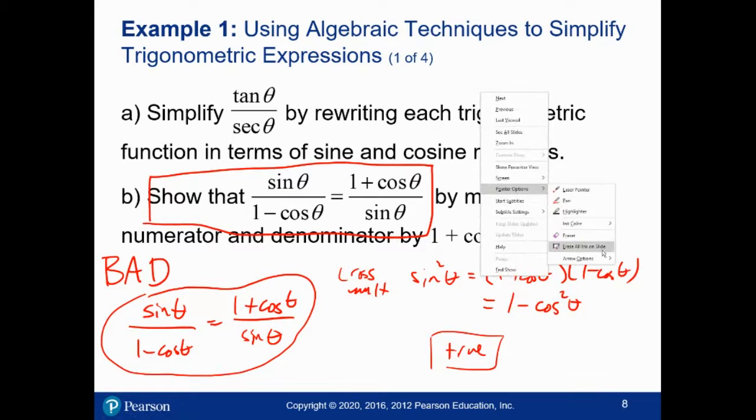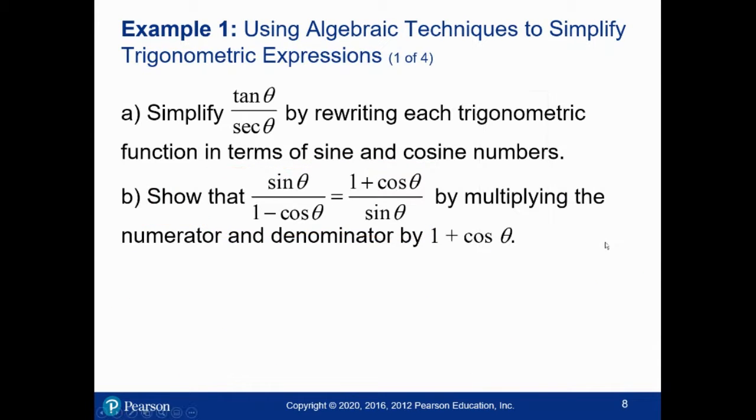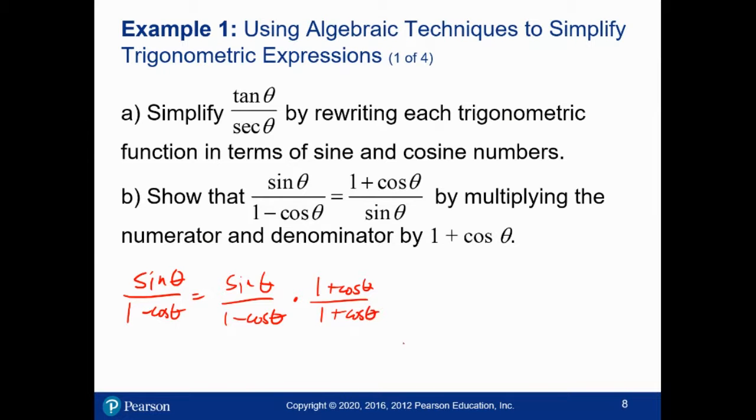Here's how you should do this problem. Whatever the sine of theta over 1 minus cosine theta is equal to, it's definitely equal to itself times 1, for example, times 1 plus cos theta over 1 plus cos theta. And here's the suggestion that was given: multiply the numerator and denominator by 1 plus cos theta. All I'm doing is multiplying by 1, so this equal sign is totally justified. All I did was multiply by 1.